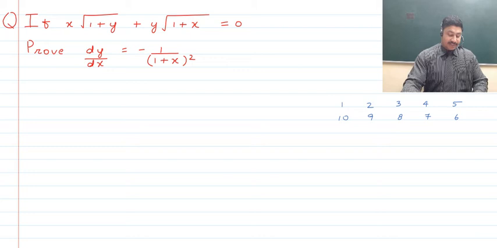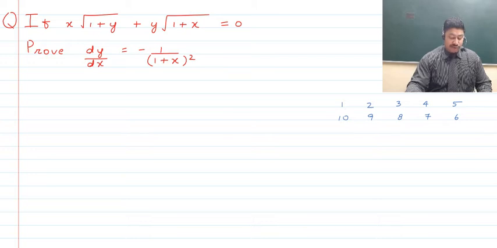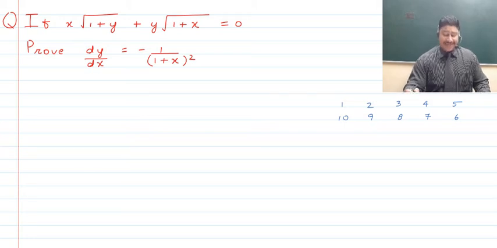Okay children, discussing the sum. Now here we have, if x times root of 1 plus y plus y times root of 1 plus x is equal to 0, then you've got to show that dy upon dx is equal to minus 1 upon (1 plus x) square.